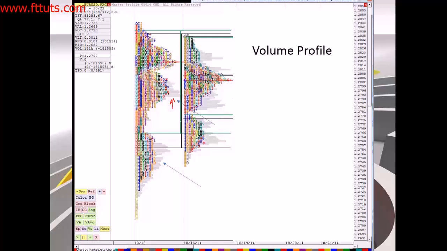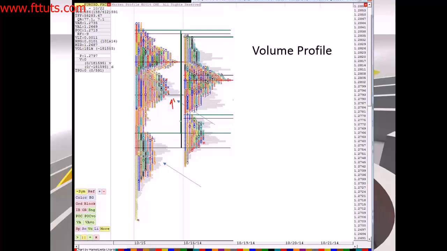And similarly up here, when you begin to see that these bars are much shorter, then it tells us there really was very little volume traded up here. So yes, there was activity, but the activity did not really contain a lot of volume.